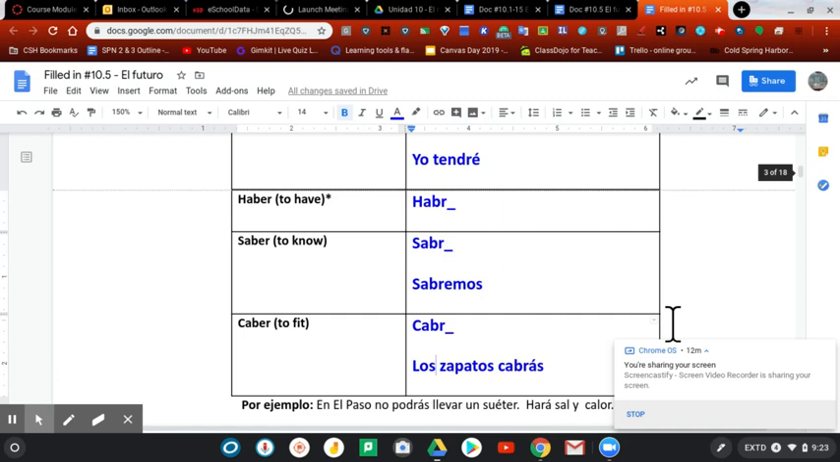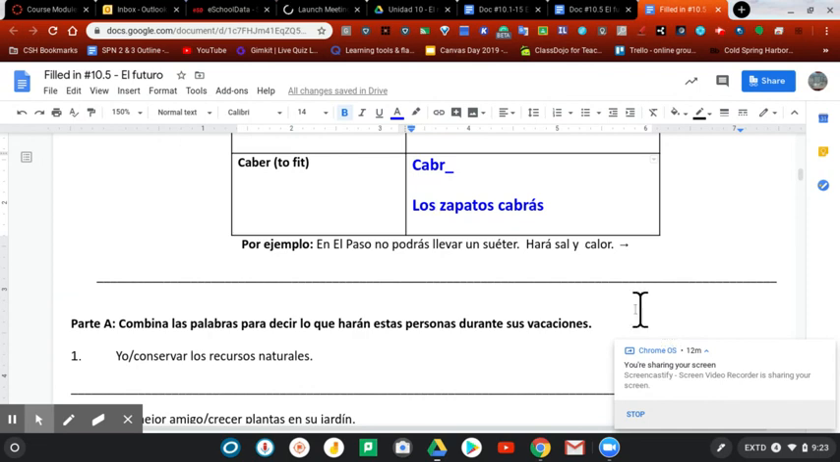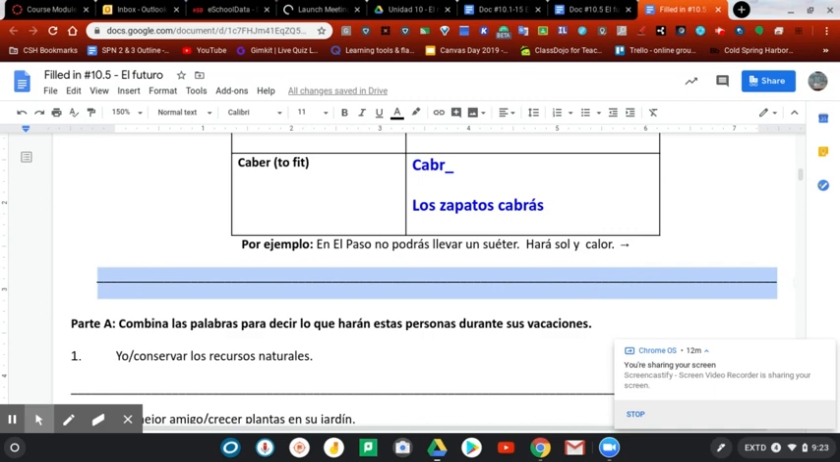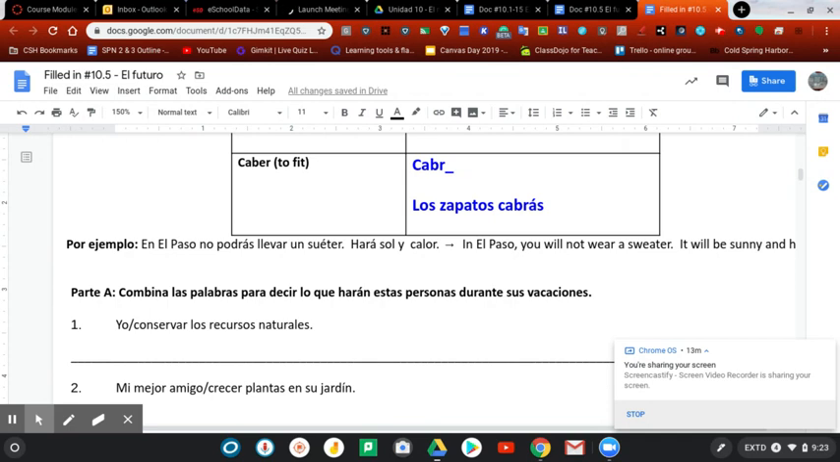So if we take a look at the bottom, En El Paso no podrás llevar un suéter. Hará sol y calor. In El Paso, this is funny in class. If we were in class, a lot of students feel like, El Paso, what is that? It's the city in Texas. In El Paso, you will not be able to wear a sweater. It will be sunny and hot. Sorry, I'm zoomed in, so I can't really see the end.